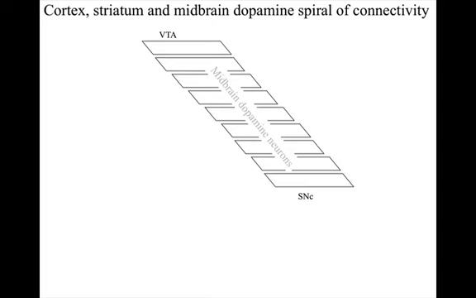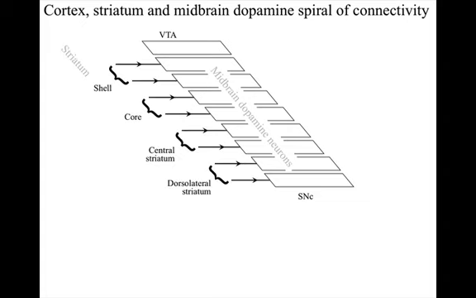There's also an interesting characteristic of the connectivity between the cortex, the striatum, and the midbrain dopamine neurons. This illustrates those midbrain dopamine neurons, and they can be arranged along a continuum with the SNC at the bottom right and the ventral tegmental area at the top left. Different regions of the striatum provide inputs to different dopamine neurons along this continuum.